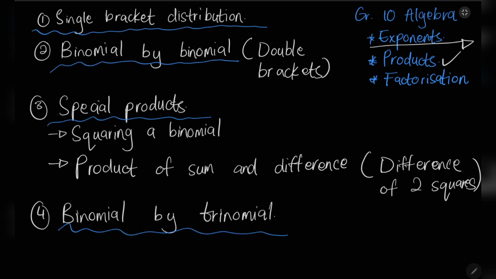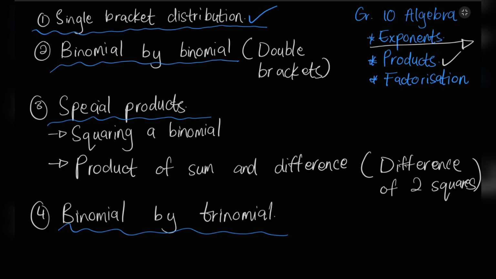These are all the subtopics under products. You have the single bracket distribution, which is what we did in this video. So you can write all these subtopics in your notebook, and when you're done with a certain subtopic, you can just make a tick on it. We have the single bracket distribution. Secondly, we have the binomial by binomial. We'll do this in the second video where we have double brackets.